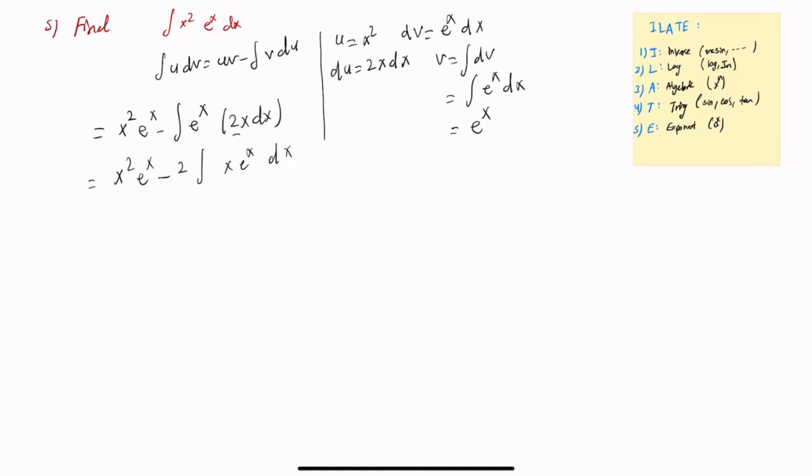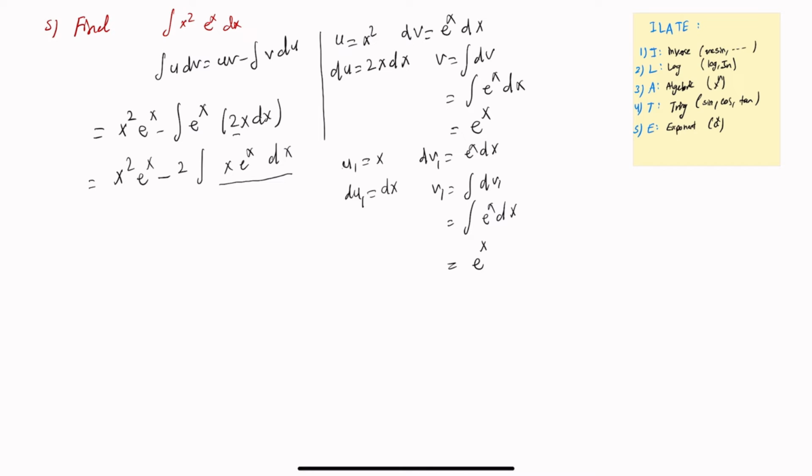Notice in here, we also need to apply the integration by parts again. So let's apply it for this. Again, we already know that u is going to be equal to x. Let's call it u1 equal to x, and then dv1 is going to be equal to e to the x dx. du1 is going to be equal to dx, and then v1 is going to be the integral of dv1, which is the integral of e to the x dx, equal to e to the x.